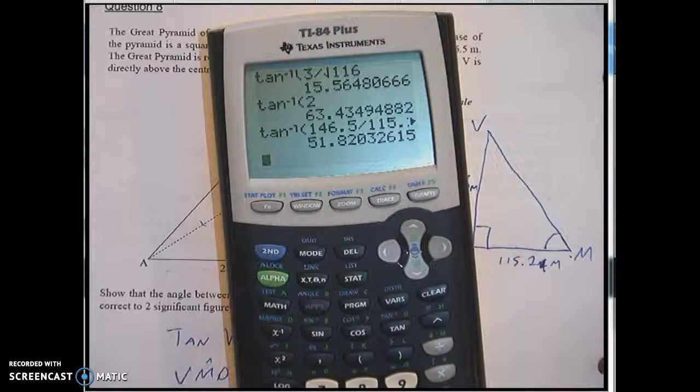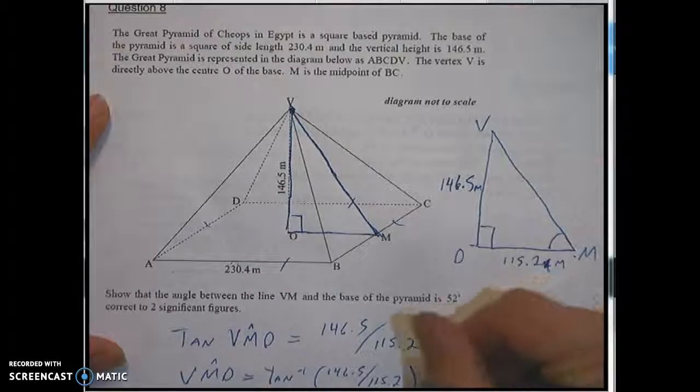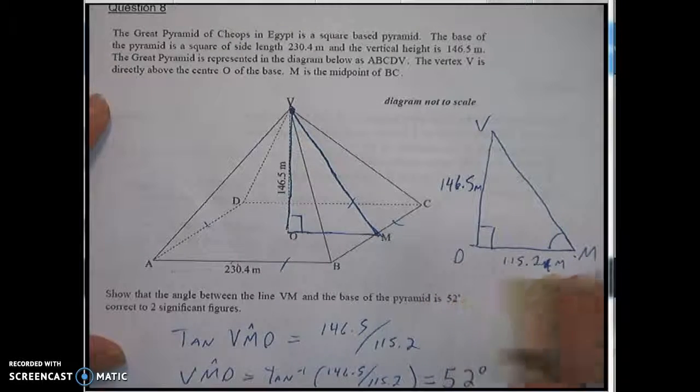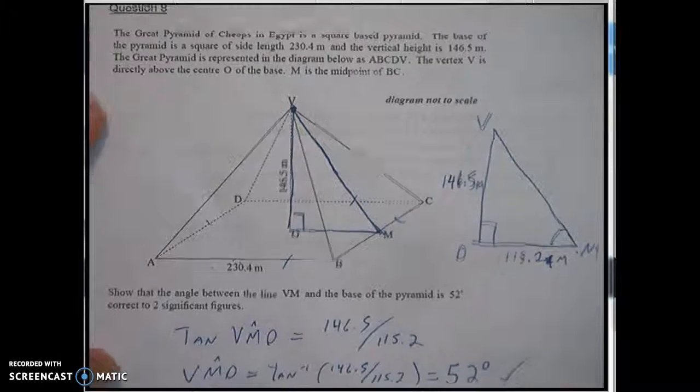But they like to throw you curveballs on paper 2. And this is one of the curveballs they're throwing. They're saying round it to 2 significant figures. And to 2 significant figures, that indeed is 52 degrees. That's exactly what I'm trying to find. So there, I showed it. Bam, got it.